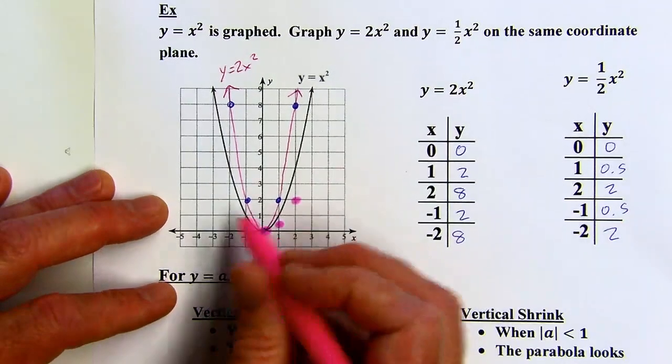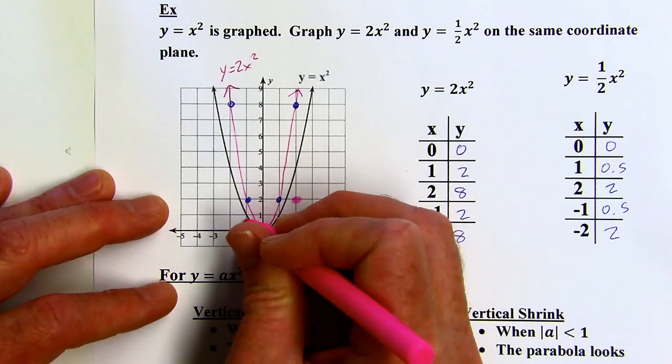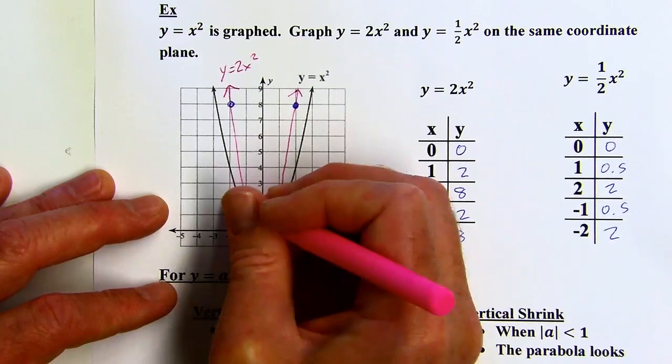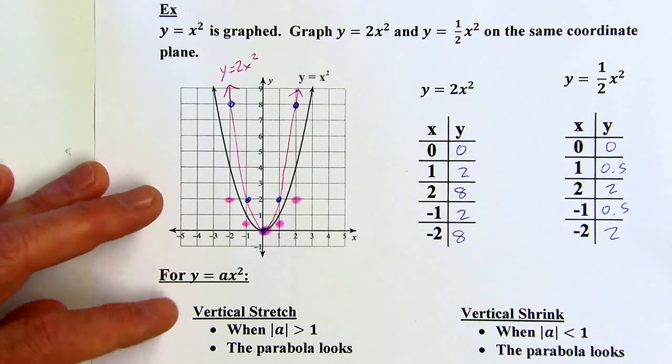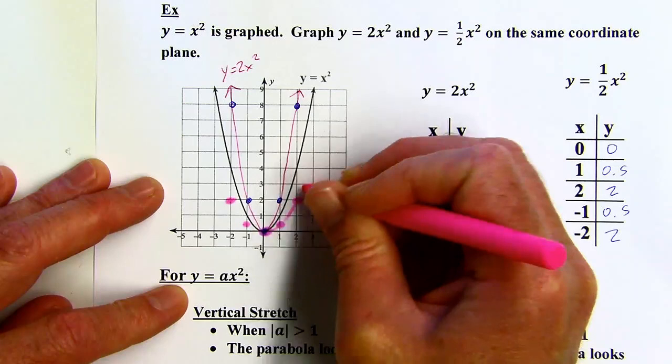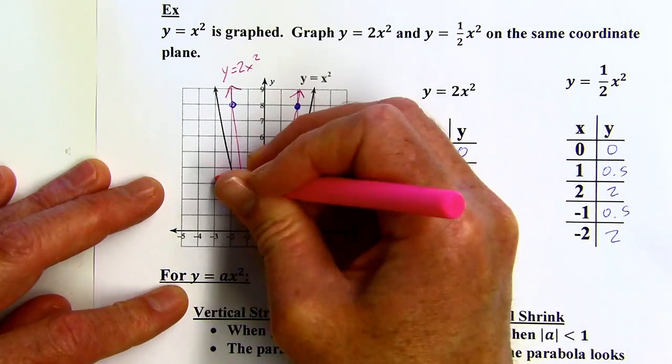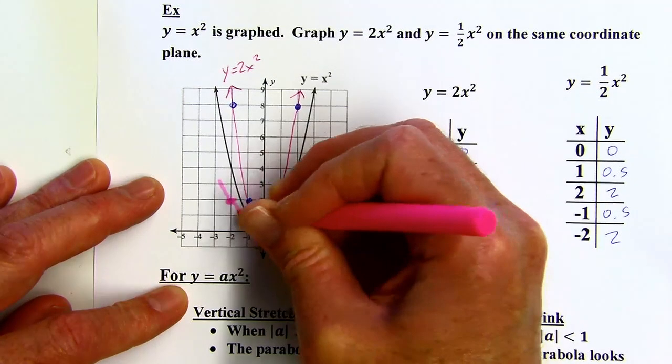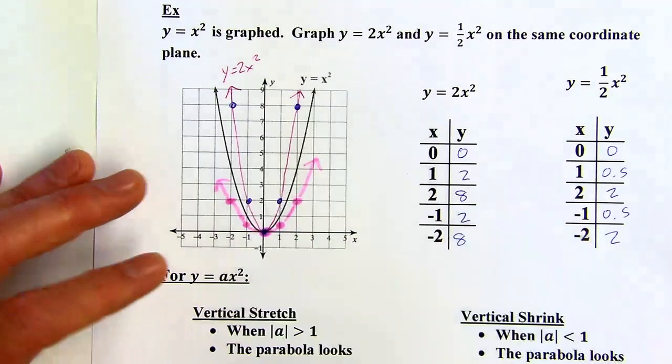And then it looks the same going to the left. So -1, up 1/2, and then -2, up 2. And I've got something that looks like so. Okay. So this parabola is going to look something like that. And you might notice this one looks wider than the original one. Okay.